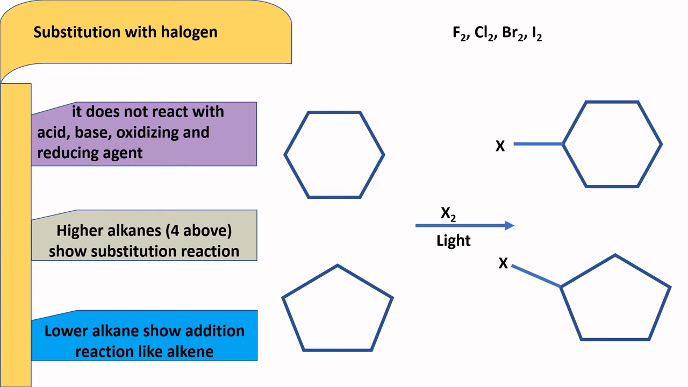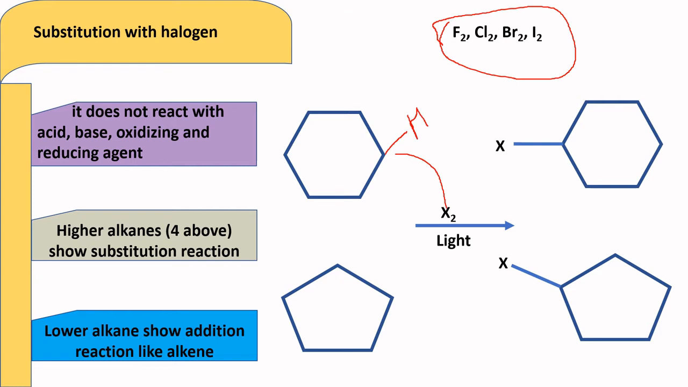Substitution reaction with halogen. So how does the cycloalkane show substitution reaction? If you take any cycloalkane, and these are the halogen molecules, and you give light, the cycloalkane will undergo substitution reaction. It will remove one hydrogen. Two hydrogens are attached to every carbon atom, so it will go and remove one hydrogen and replace it.